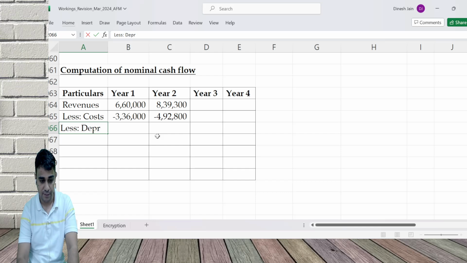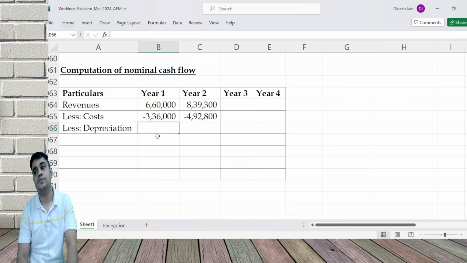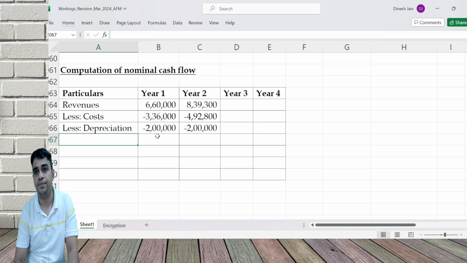Yes, depreciation. What's the depreciation number? No inflation, nothing can come here. Depreciation, nothing can come. That is where I said I have an issue with the last solution. I said I had an issue with the last solution because of this only. Depreciation 2 lakh.